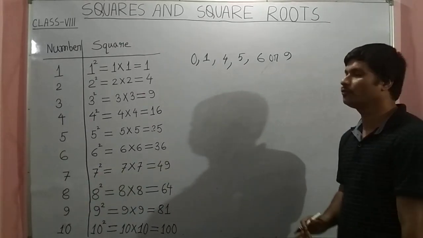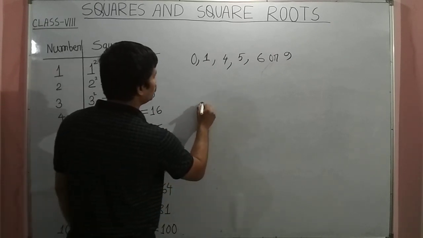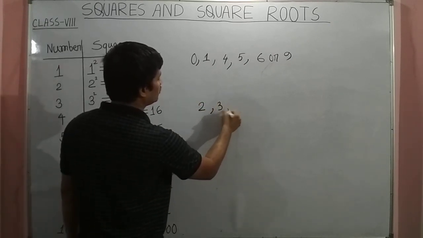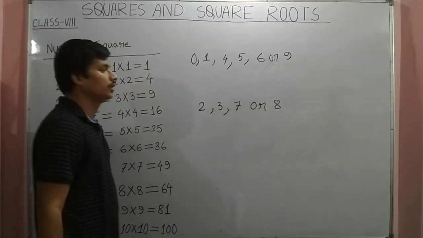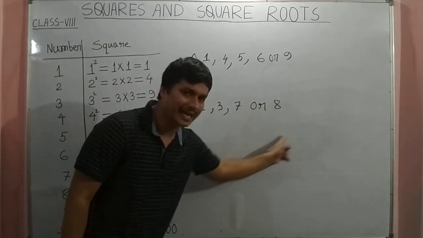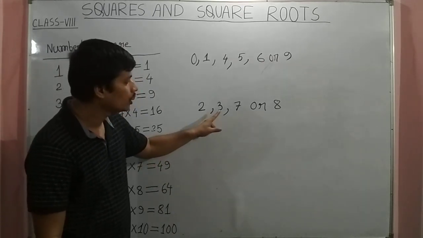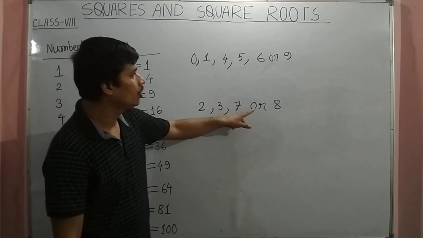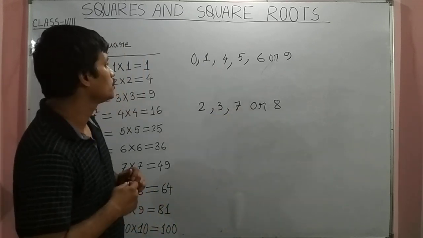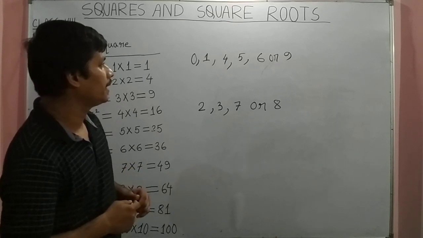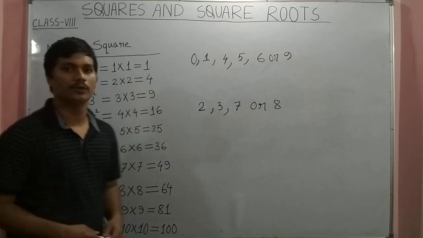That means if a number ends with 2, 3, 7 or 8, it is very clear that it is not a perfect square. That is not a perfect square. Okay students, thank you very much.